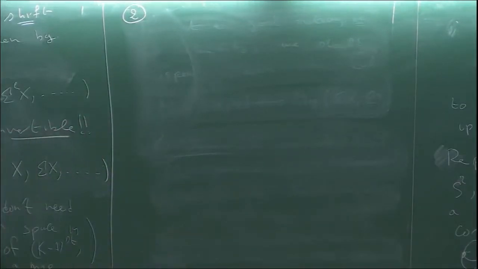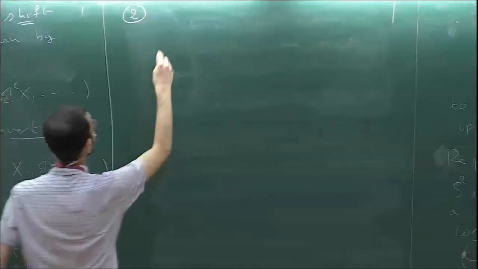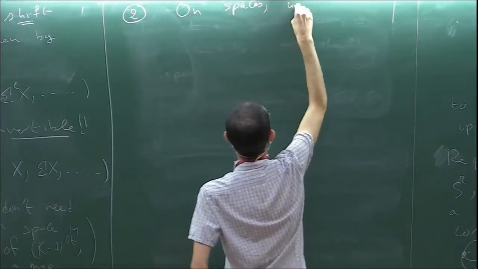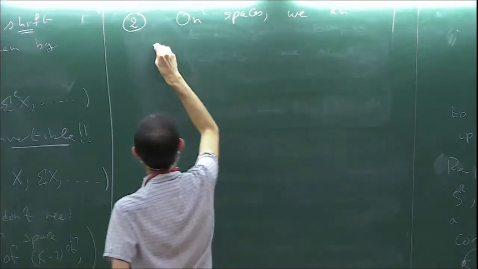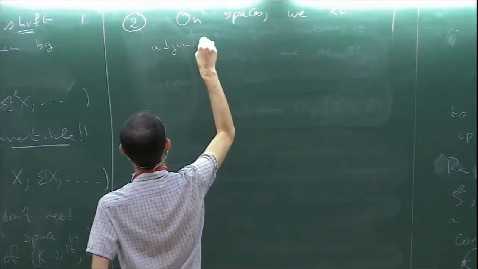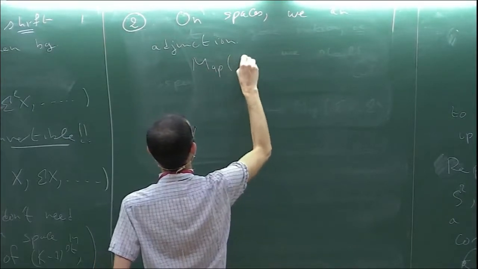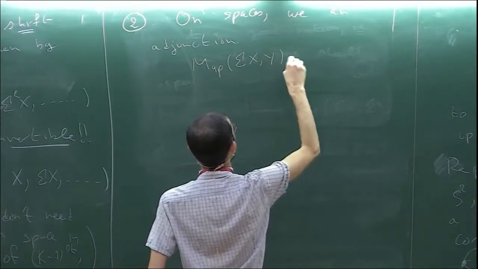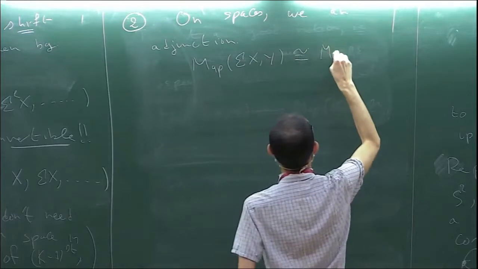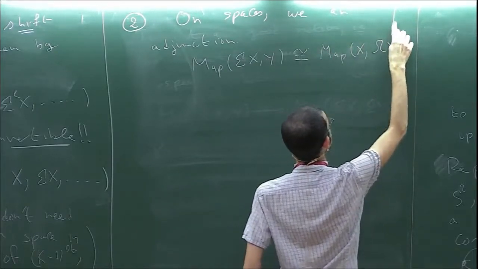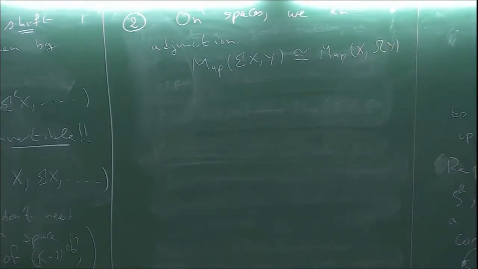has to do with the relationship between the sigma, the suspension functor, and the loop functor. So on spaces, we have an adjunction that says that the maps from sigma x to y are equivalent to the maps from x to the loops on y. That's just a formality.